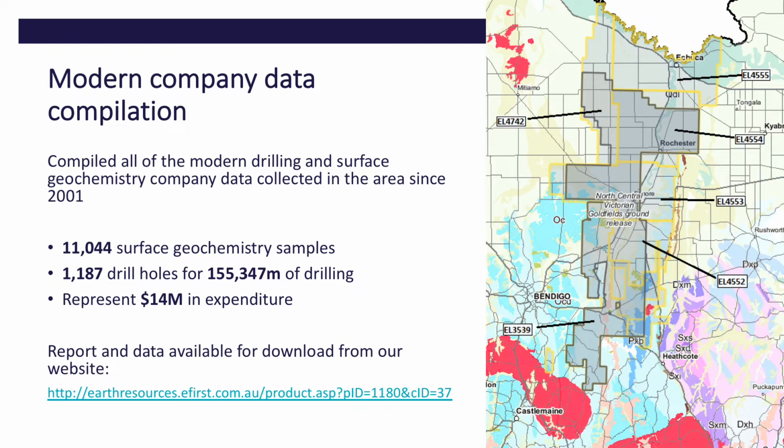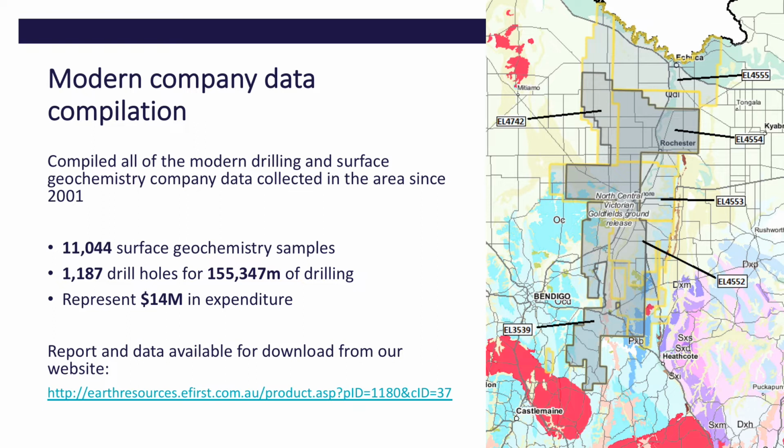The mandatory digital reporting of exploration data commenced in Victoria in 2001, and prior to this, exploration data was provided in hard copy. And so for EL3539, that was actually granted in 1994. And so there is about 7 years of exploration data that is currently in the technical report PDFs. And we chose to have a cutoff date of 2001 so that we could pull together the digital data for you. And so for the Lockington tenements, that includes all of the data.